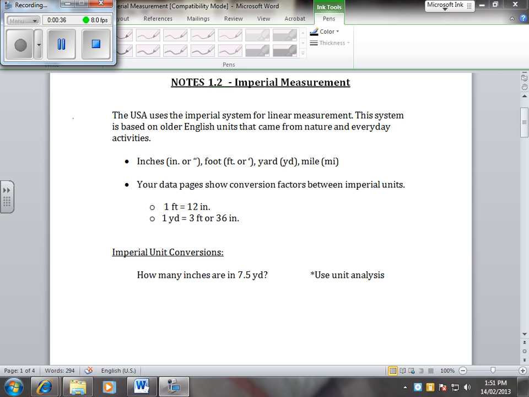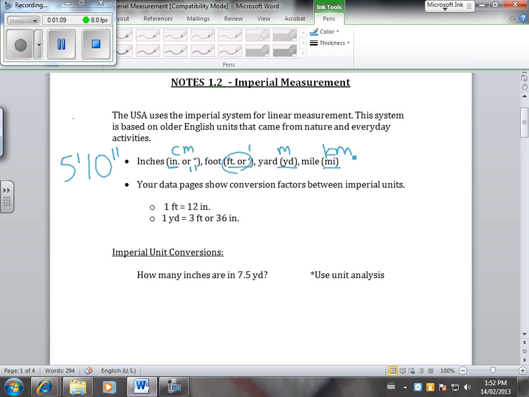So here we have inches, or the 2 little lines. You often see people's height as 5 feet, 10 inches, so there's foot or feet, which is 1 line. Then you have yard and mile. In SI units, this would be centimeters, we don't really have a foot one, and then essentially meters and kilometers. Now, they're not an exact conversion, but those are the approximate values that we have.